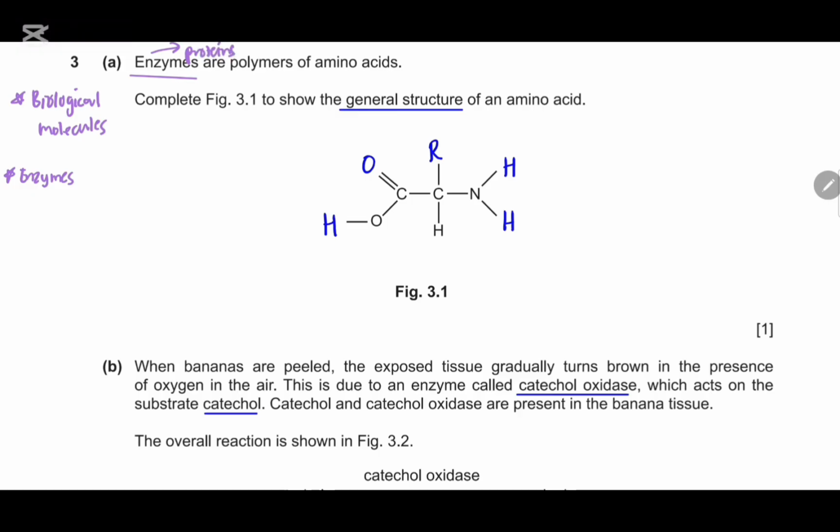Now, in case you're not aware, another term we use to describe proteins is polypeptides. Why? Because when amino acids join together, they form peptide bonds. And a quick revision: amino acid with another amino acid, peptide bond. Glucose with glucose, that's a glycosidic bond.